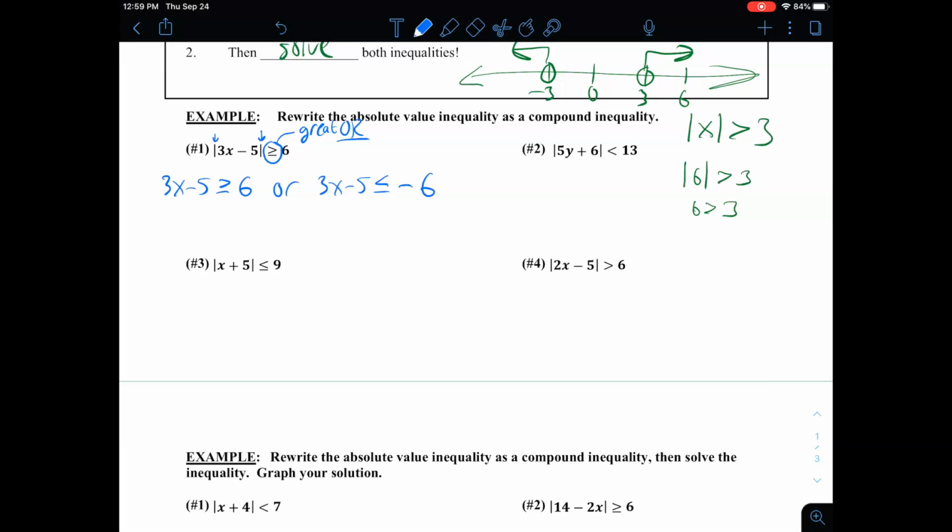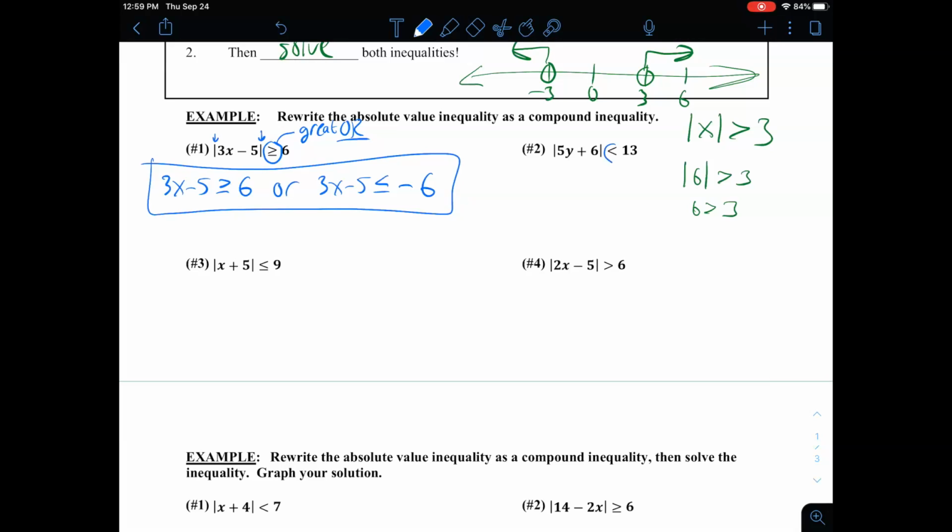Okay? Then you would solve these normally. Remember, we would add 5 to both sides. We're not going to do it here, but you would add 5 to both sides. And maybe we'll come back to these if we need to go through a few more examples. But this is how you write it as a compound inequality. Okay? All right, number 2.